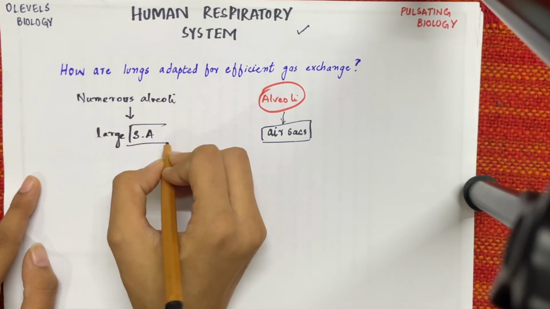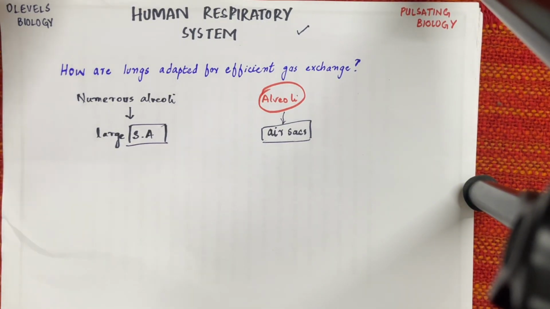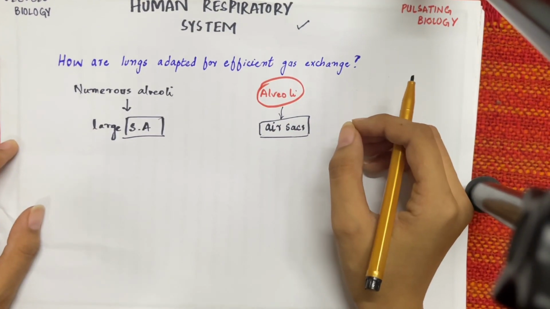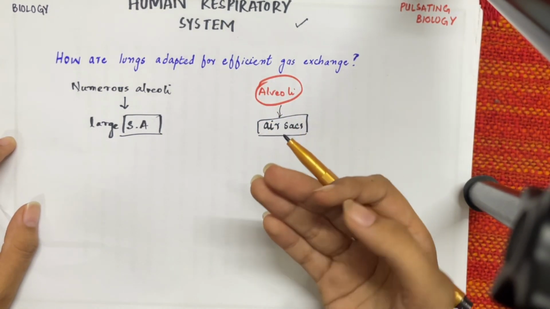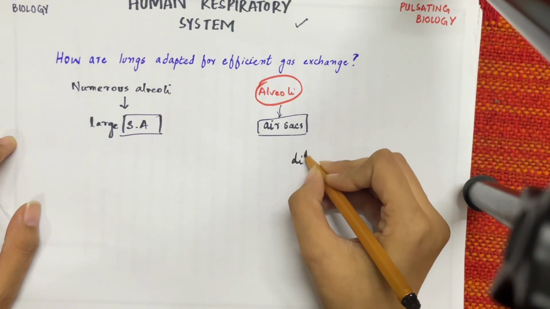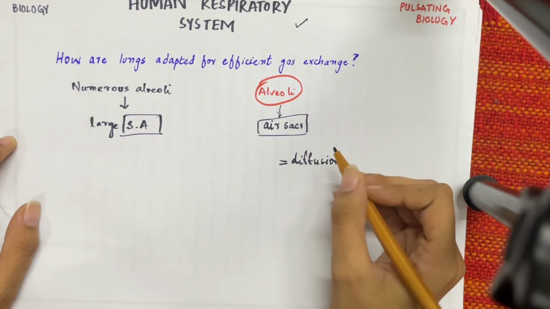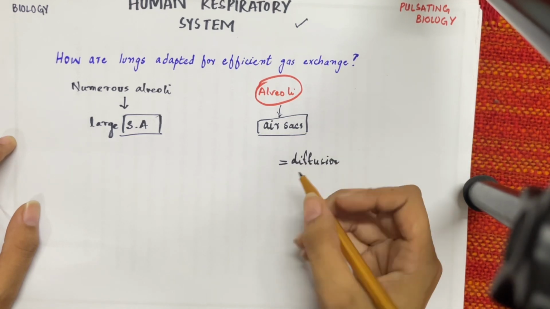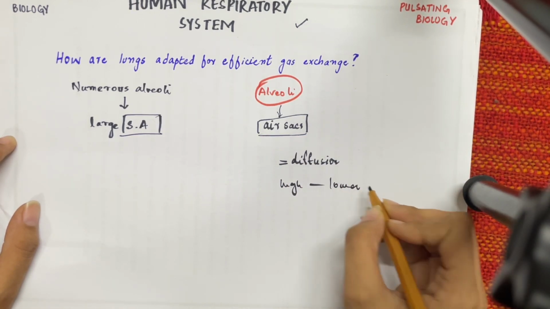The walls of those alveoli are almost one cell thick. What does it do? This provides a very short diffusion distance for all the gases, ensuring a faster rate of diffusion. Diffusion is a transport mechanism in which gases are transported from the region of higher concentration to the region of lower concentration, down a concentration gradient.